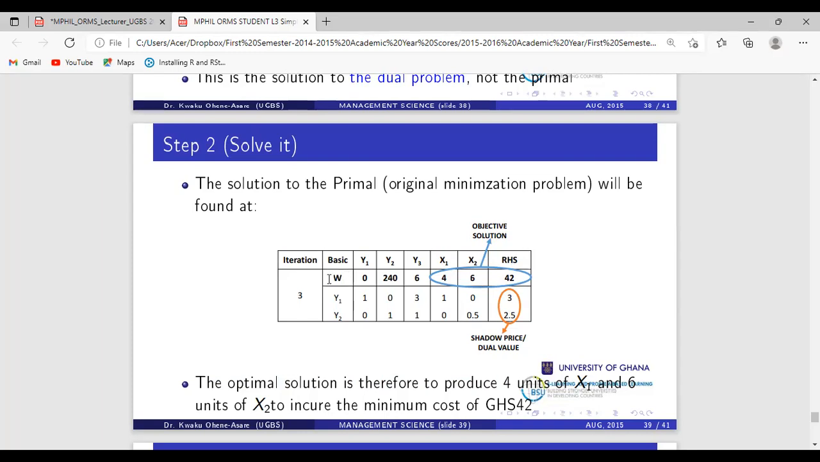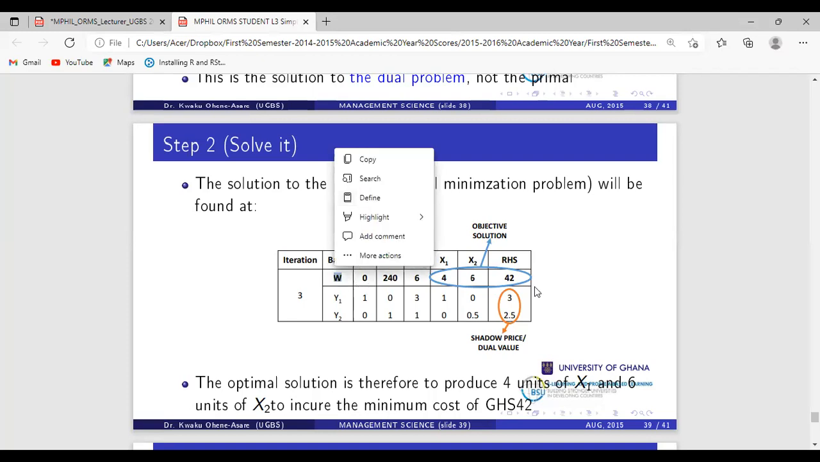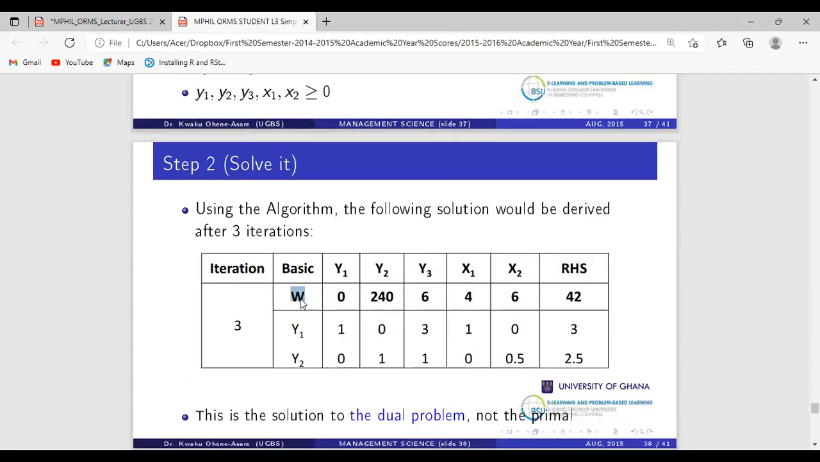This is the same as the Z, remember. This is minimization, so they usually represent it with a W, but it is the same as the Z values that we did, like this. So instead of W, we use Z, that is the same thing. So instead of picking 42 for the Z, 3 for Y1, and 2.5 for Y2, you have to pick the x1 and x2 values instead. Okay, thank you.